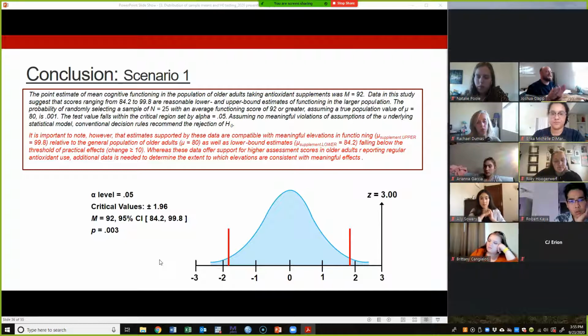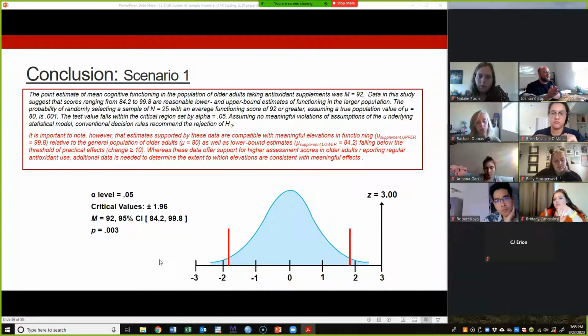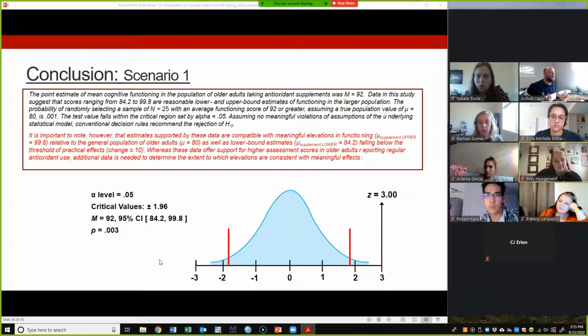And so while I can say, based on the data, that older individuals who take supplements likely have a higher score than the general population of older adults, to the extent to which that's a meaningful increase, I don't know. Okay. And Robert, what do I do if I want to? So I've got a pretty wide confidence interval, ranging from an incremental increase to a massive increase. What can I do to start to increase the precision of that estimate?